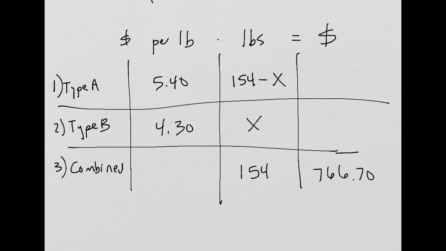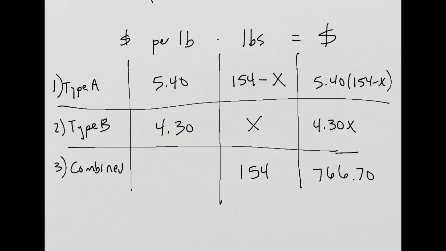Okay, now what I want to do is write an expression for how much I'm paying for each type of coffee separately. If we look at type B coffee first, I'm paying $4.30 per pound and I'm buying X pounds. So that means at the register I'm going to be paying $4.30 times whatever X is. What about for type A? Well, I'm going to be paying $5.40 times 154 minus X, the number of pounds that I'm buying.